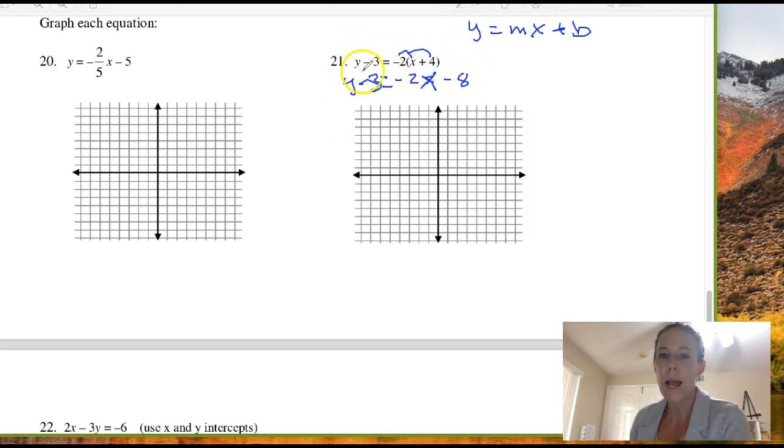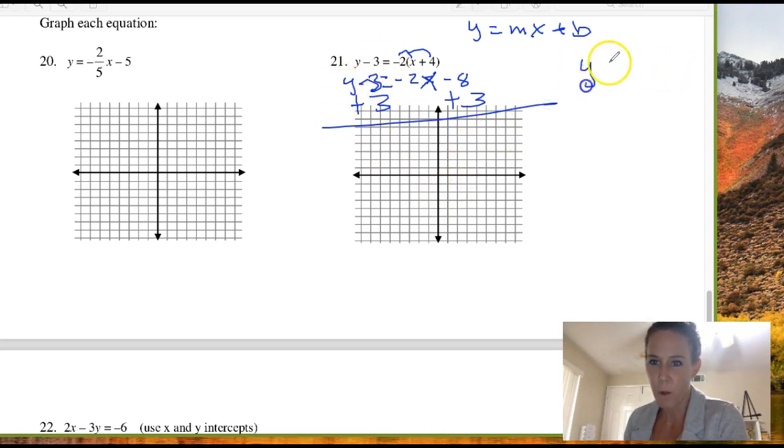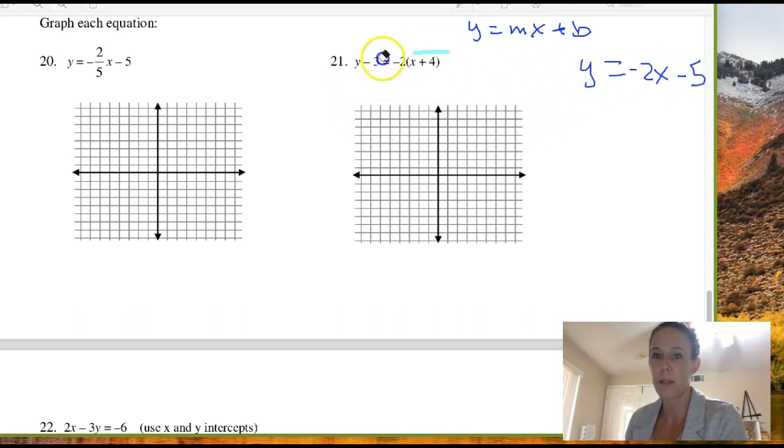Sorry, the writing's really bad. All right, now I need y by itself, so I have to add 3 to this side. Add 3. And I'm scribbling over my graph, sorry. So I'm going to write this over here. I'm going to get y equals to, this eliminates, and on this side I'm going to get -2x, and then -8 plus 3 will be -5. So now I'm in slope-intercept form. And I'm going to go ahead and erase this. And now that I'm in slope-intercept form, I can see my slope is -2, and my y-intercept is -5.